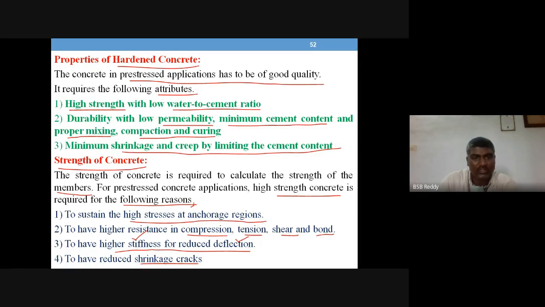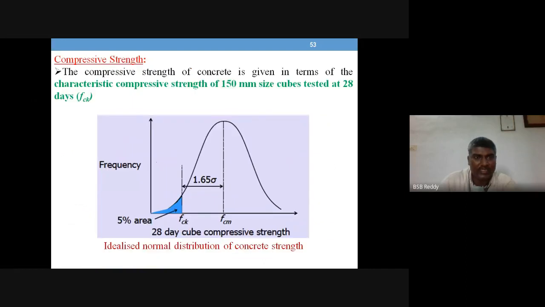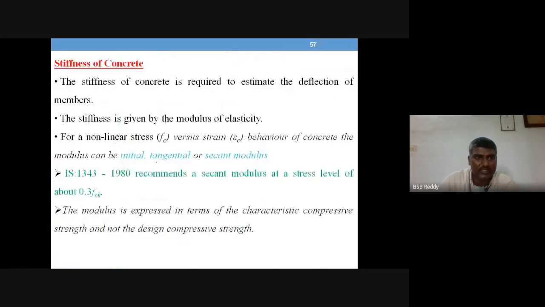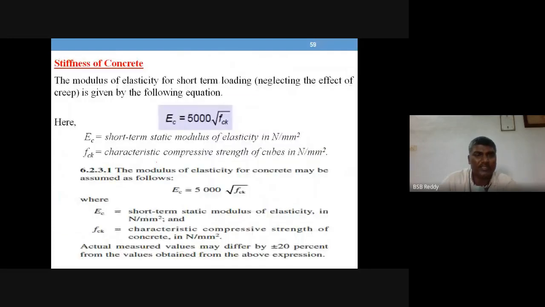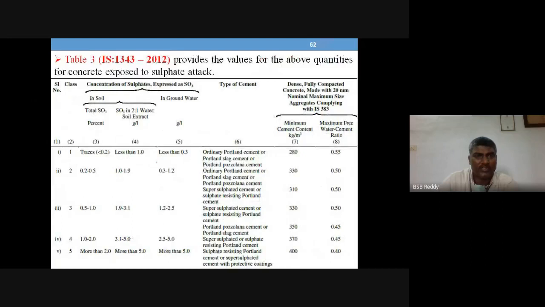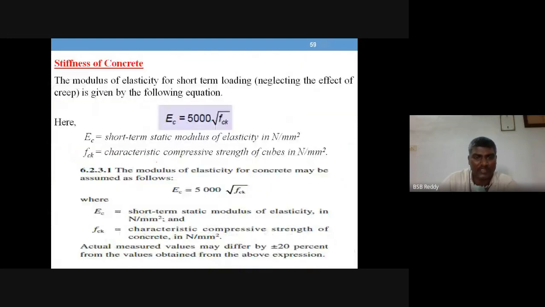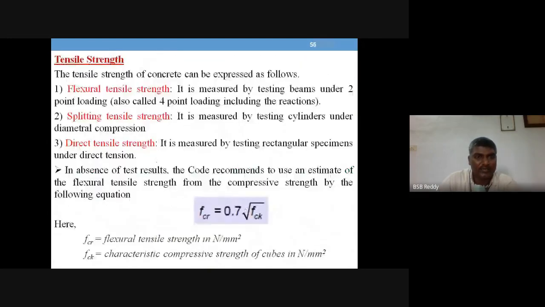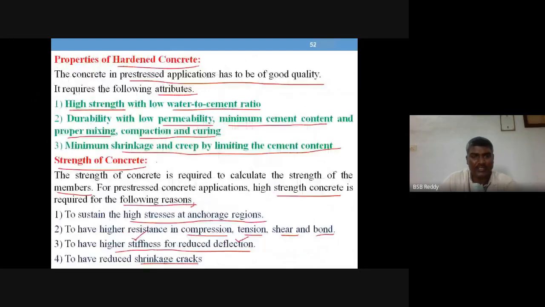We will talk about the compressive strength, tensile strength and stiffness of concrete, and the durability of concrete. All these properties of high strength concrete will come in further classes. Right? Thank you.